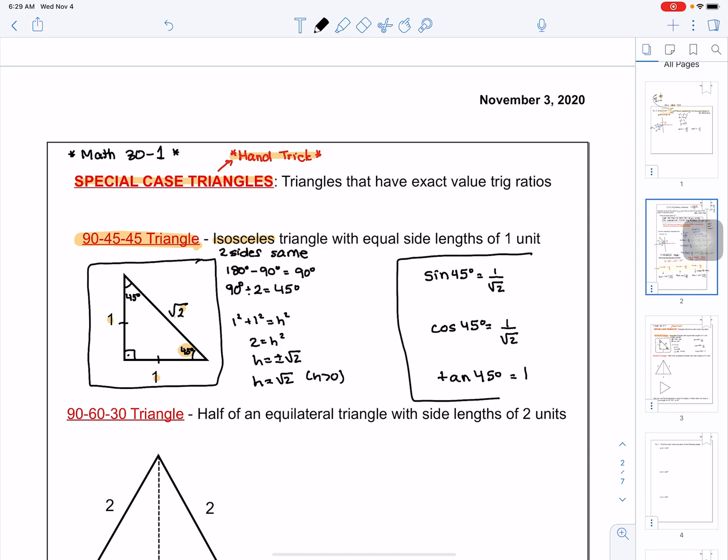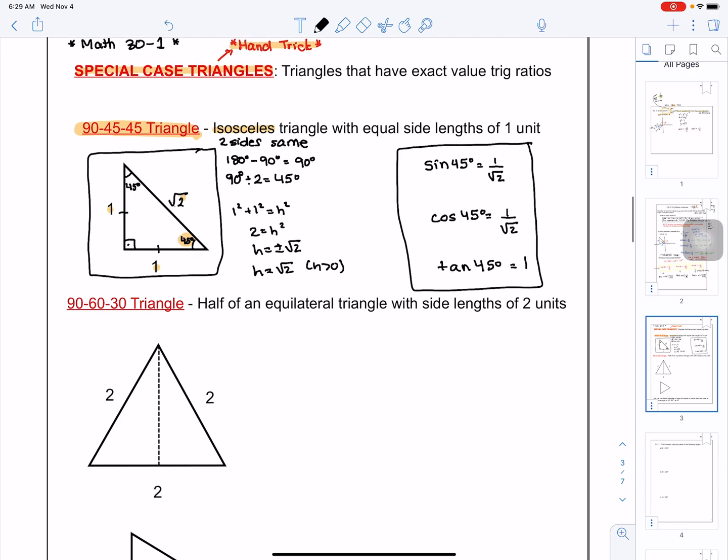So you need to know these exact values and how to get them: memorize them, use the triangles, or use the hand trick I'm going to show you, because your hand is always on you and you can always have it in front of you if you need it.